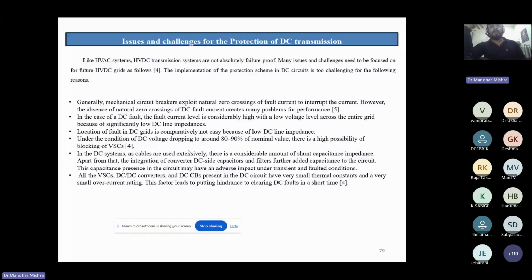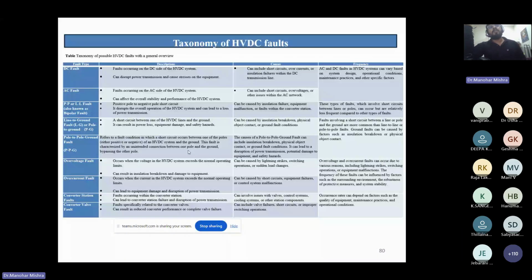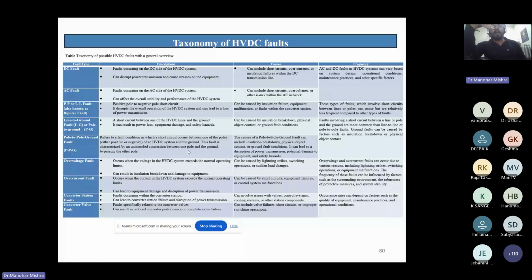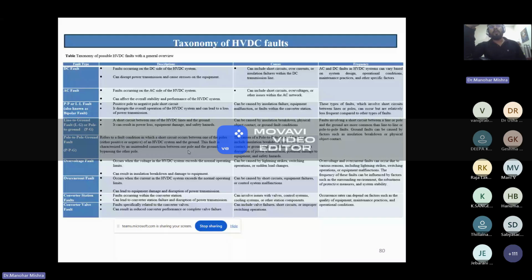So actually, what are the kinds of HVDC fault? HVDC faults may be of different types. If we analyze them, one is the DC fault, which occurs on the DC side of the HVDC system, and the other is the AC fault, which occurs on the AC side of the HVDC system. Then the DC fault may be pole to pole, meaning positive pole to negative pole, or positive pole to ground, or negative pole to ground. Maybe an over voltage fault, maybe an over current fault.